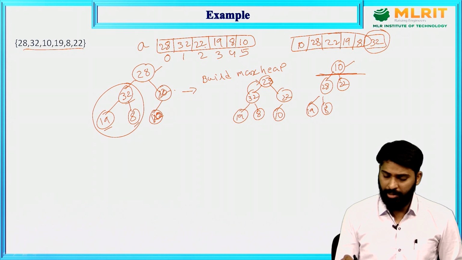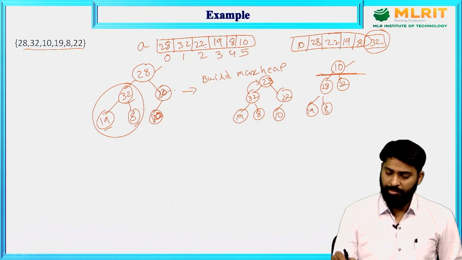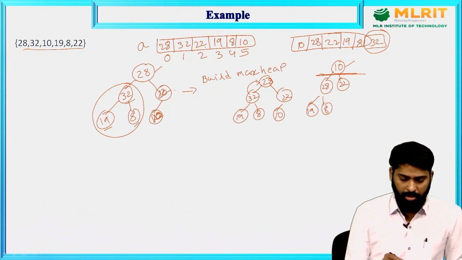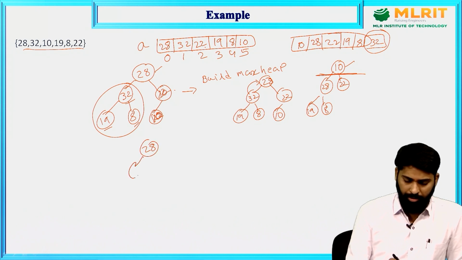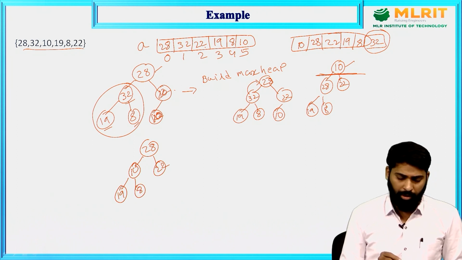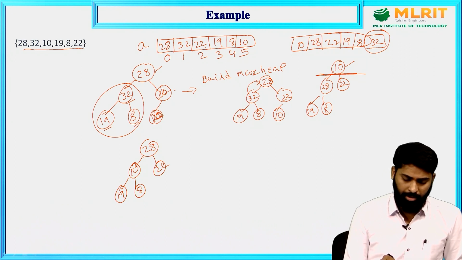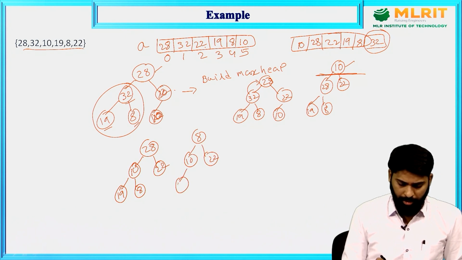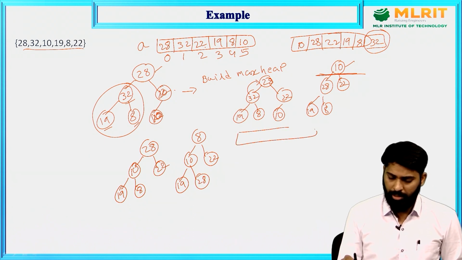Now compare 19, 28. Yes, it is max heap. 8 with 28. Yes. So 28, 10. Now it violates max heap property. So make 28 as a root, 10, 22, 19, 8. That's it. Now it is max heap. Now replace 28 with 8. So it is 8, 10, 22, 19, 28. Okay. Now this is the resultant array: 8, 10, 22, 19, 28 and 32.